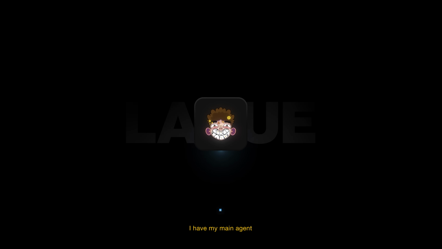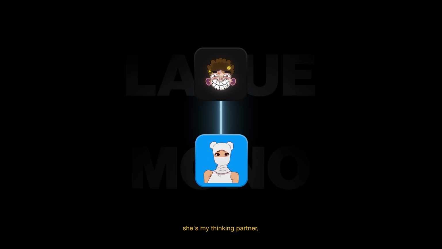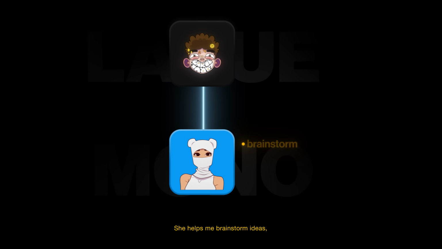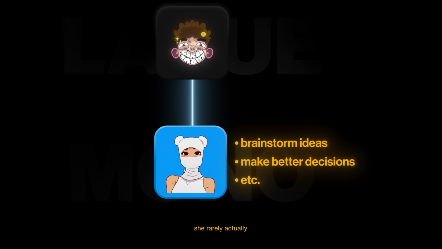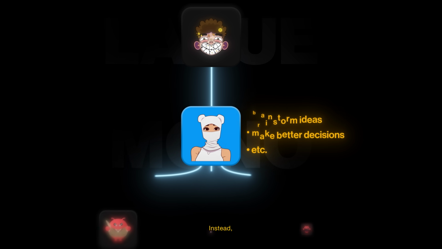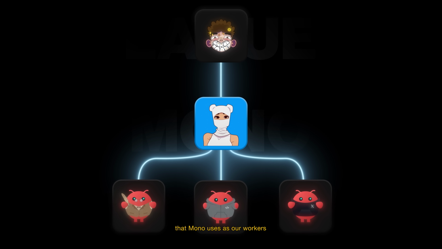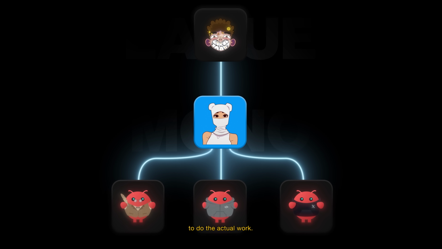For example, this is the exact workflow I use. I have my main agent called Mono. She's my thinking partner, my second brain. She helps me brainstorm ideas, make better decisions, but she rarely actually does anything herself. Instead, I have multiple sub-agents that Mono uses as our workers to do the actual work.